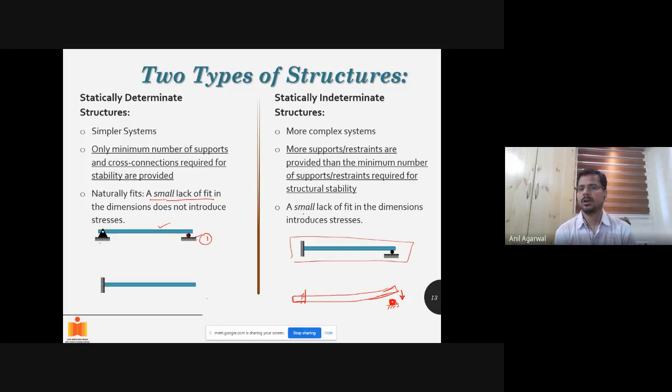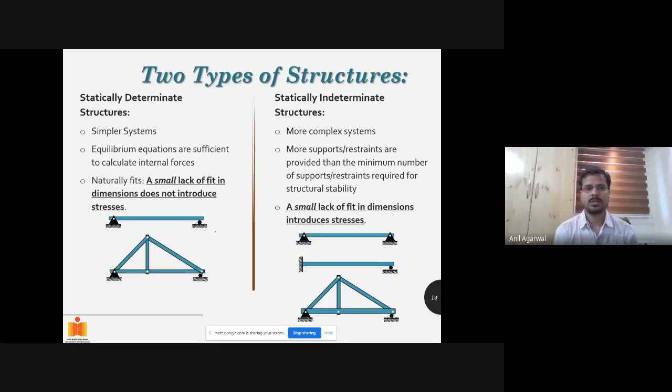So you cannot accommodate any lack of fit, or all kinds of lack of fit, in an indeterminate system without introducing stresses. But all kinds of small lacks of fit can be accommodated in determinate systems without introducing any stresses. That is one very important distinction.